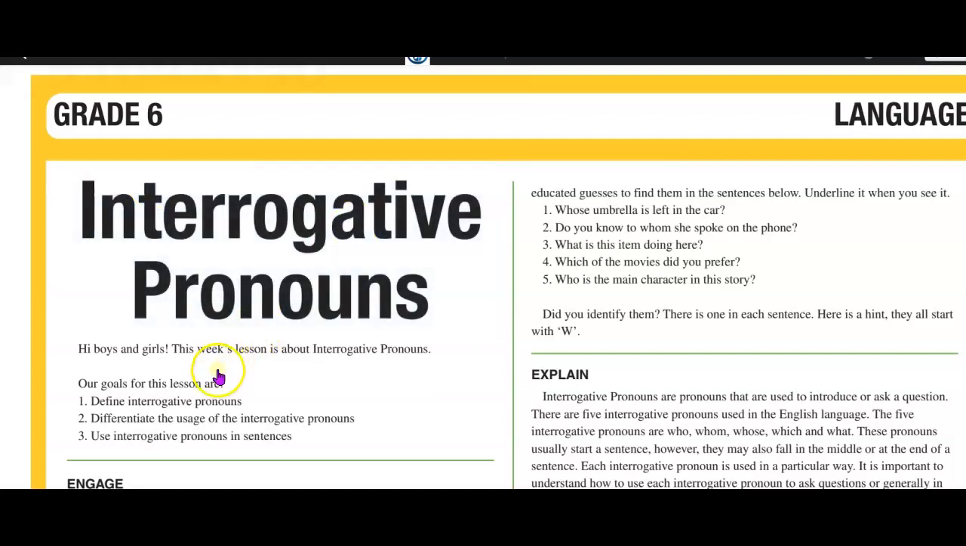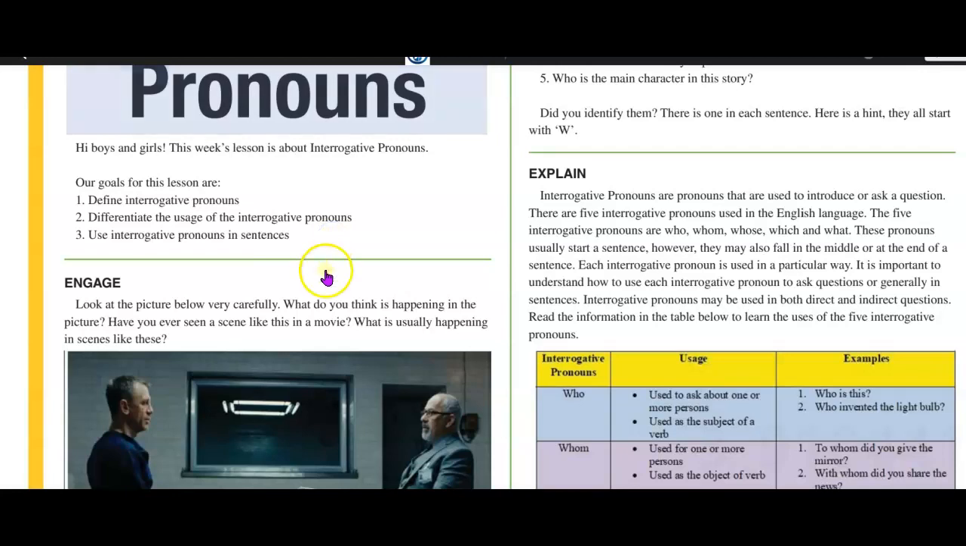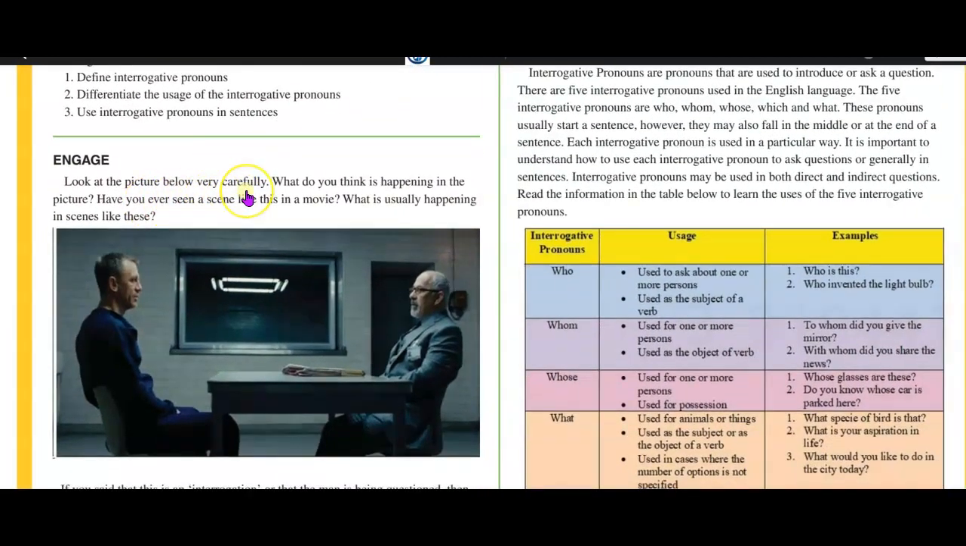Hi, boys and girls. In this episode, we look at interrogative pronouns. Our goals for this lesson are to define interrogative pronouns, differentiate the usage of interrogative pronouns, and use interrogative pronouns in sentences. Look at the picture below very carefully.